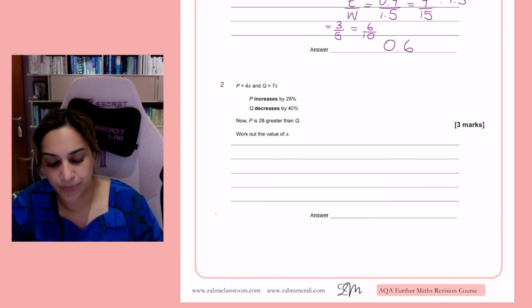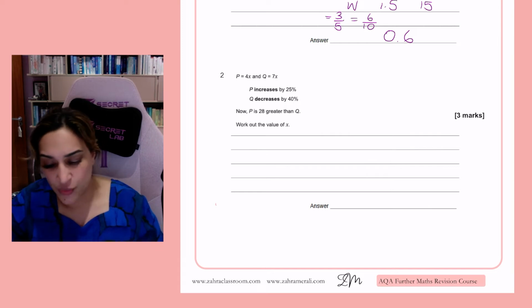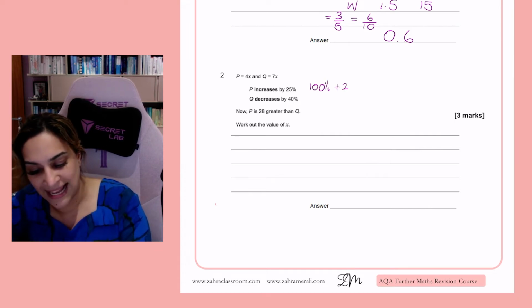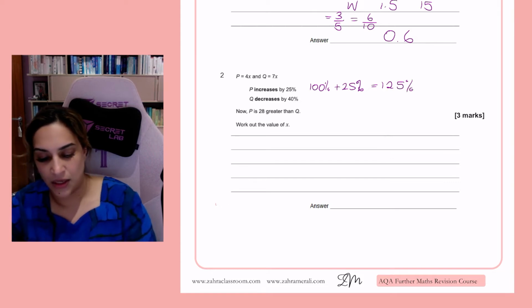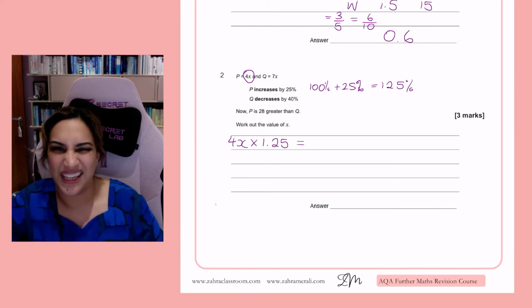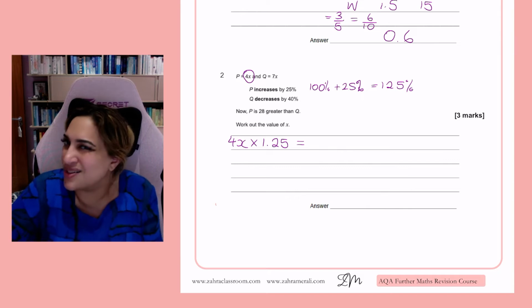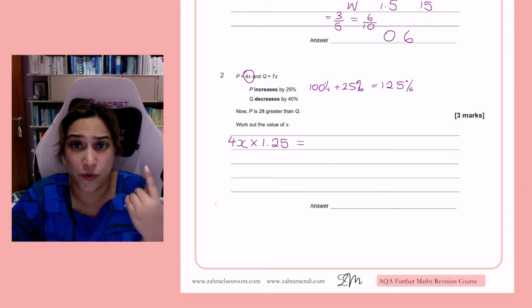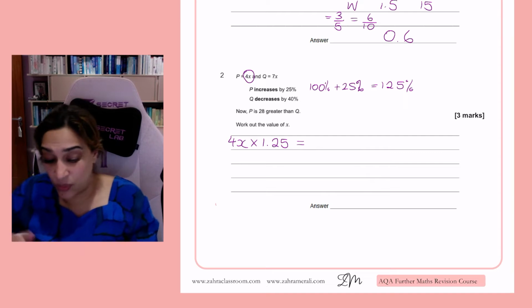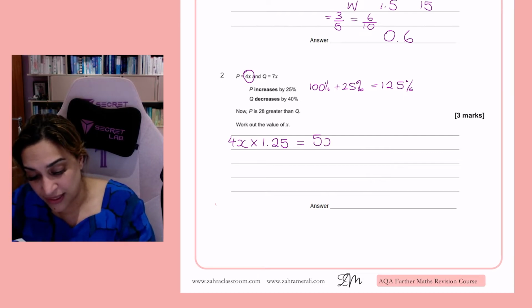Okay, question 2. P increases by 25%. So I've got my 100%, add my 25% to give me 125%. Originally P is 4x, and I'm increasing it by 1.25. Now we should know 25% is a quarter. A quarter of 4 is 1. If we're taking the original amount and adding that 1 on, we're now going to have 5x.